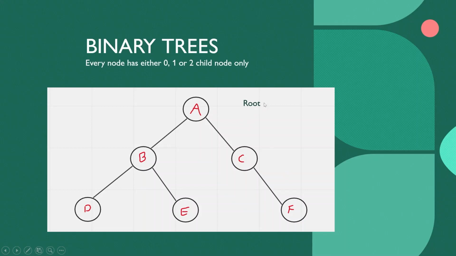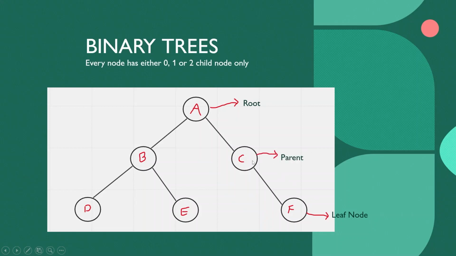Before moving on to the code, first of all, let's learn some terminologies we have in binary trees. This A will be the root node, right? F will be a leaf node. What are leaf nodes? Leaf nodes are the nodes which don't have any child nodes, okay? So D, E, and F, all three will be our leaf nodes.